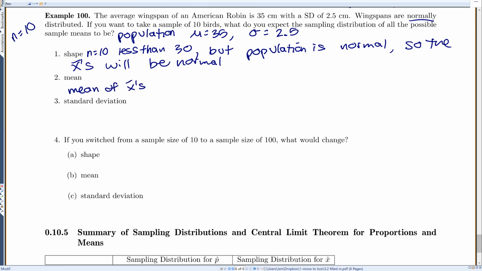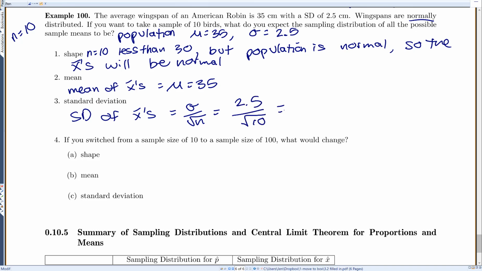Now your mean of your x bars is just equal to my population mean mu, which is 35, and my SD of my x bars is equal to sigma over the square root of n. So sigma is 2.5 divided by the square root of 10, which gives me 0.79.